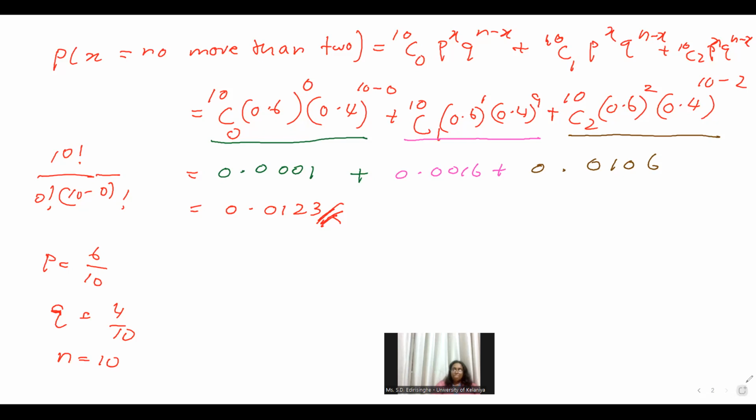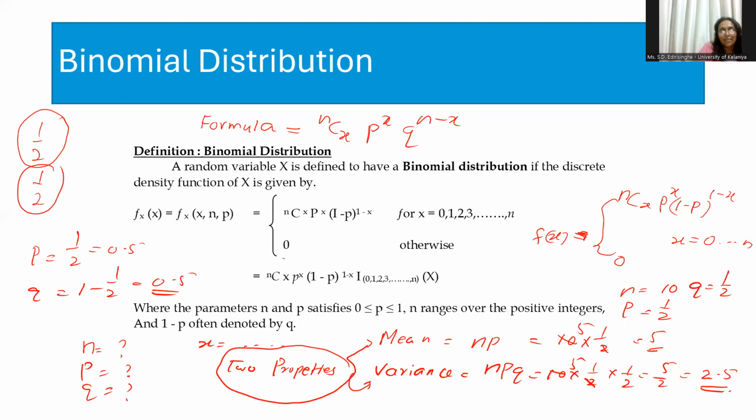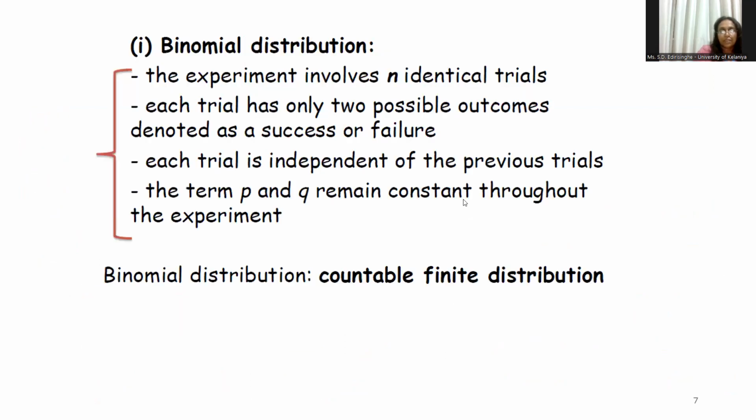Okay, right. Let's go to next one, since we have limited time. So this is what we explained so far regarding binomial distribution. So let's move to next situation.